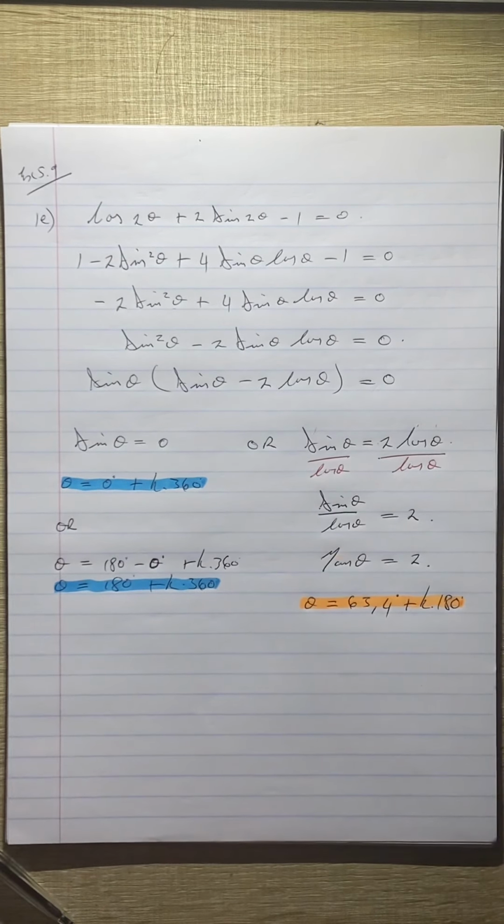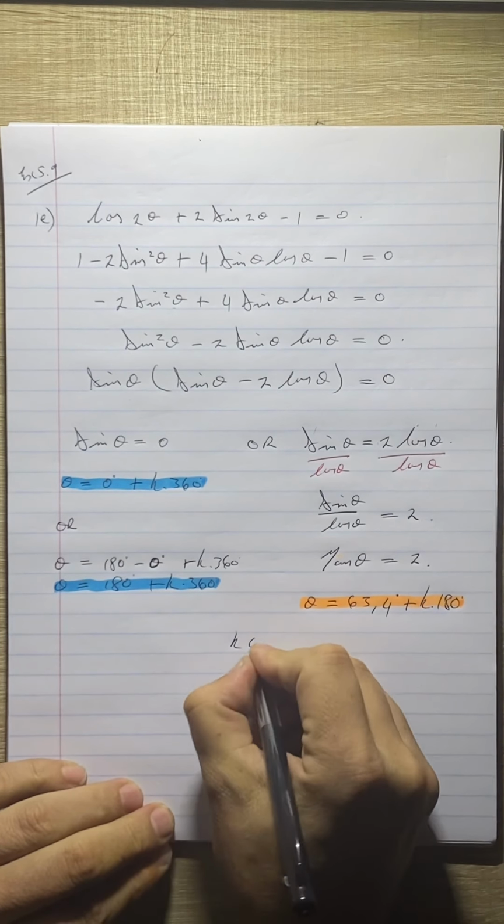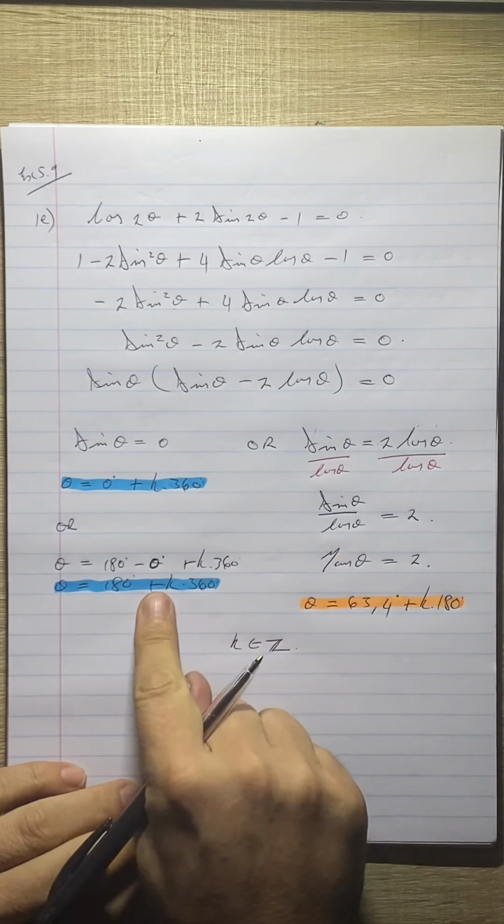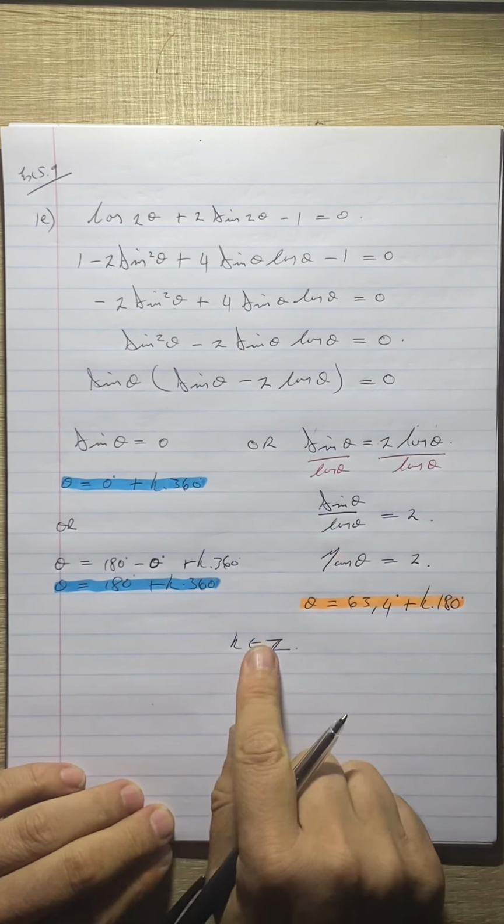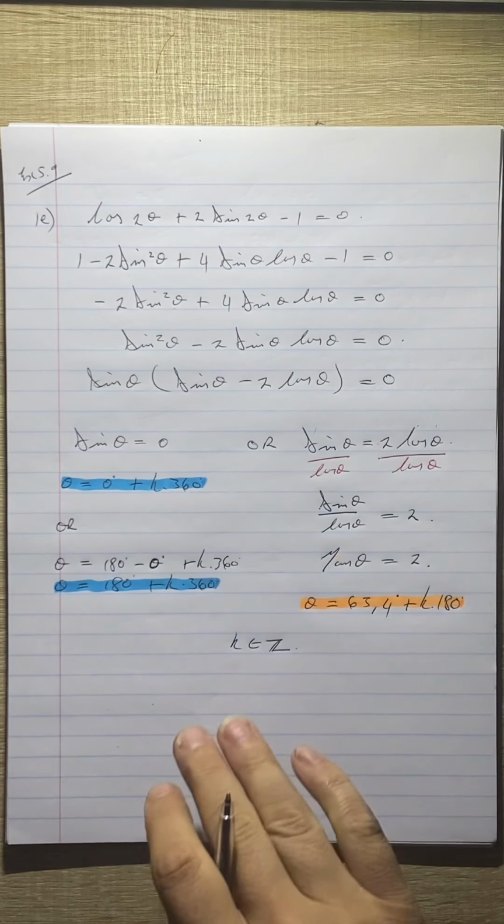All right. Now, grade 12s, we need to state here that K is an element of the integers. Okay, so that will cover for these two and it'll cover for that one. Please don't forget this. You'll get penalized if you don't put that in. All right. The next one that I'm going to be doing is question F.